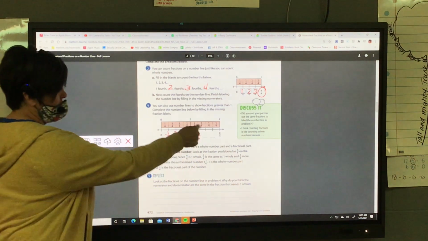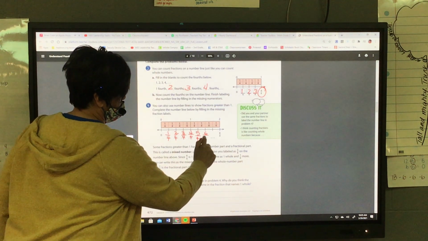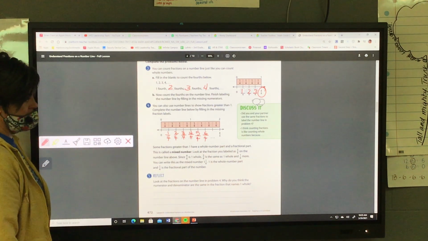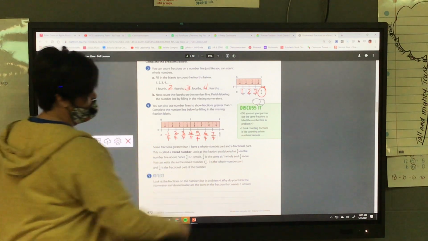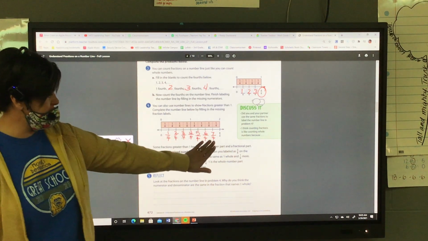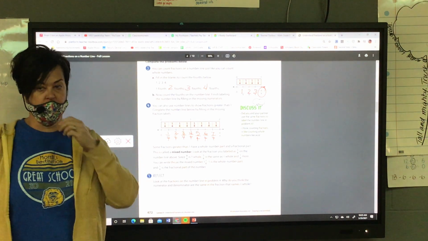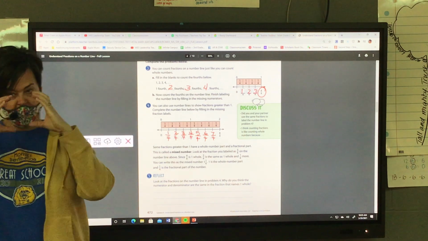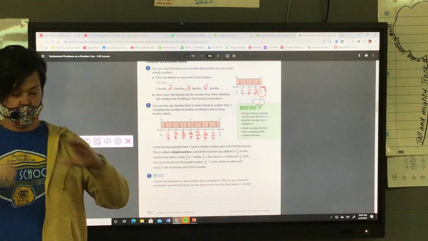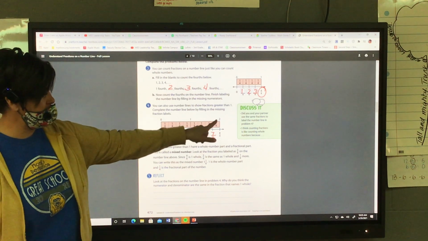What if I add another fourth to that? 6/4. Well, what if I add 1 more? 7/4. And then they did this last one for us. It's 8/4, but that is also 2 wholes, because there's 4 in each whole number. 1, 2, 3, 4. 1, 2, 3, 4.